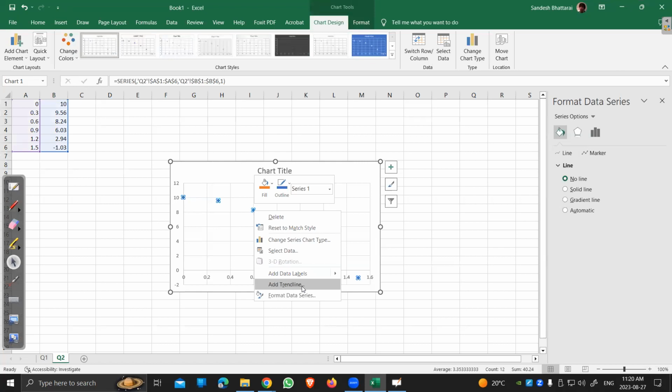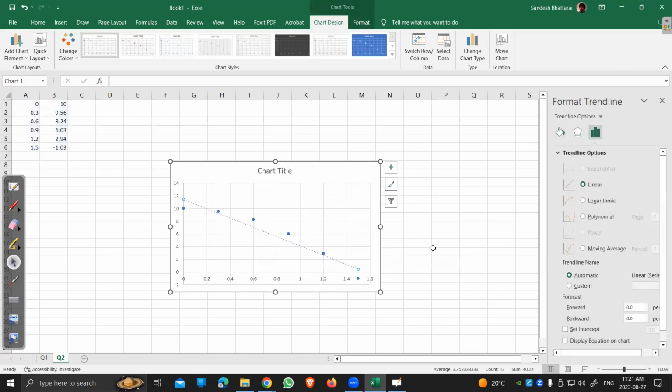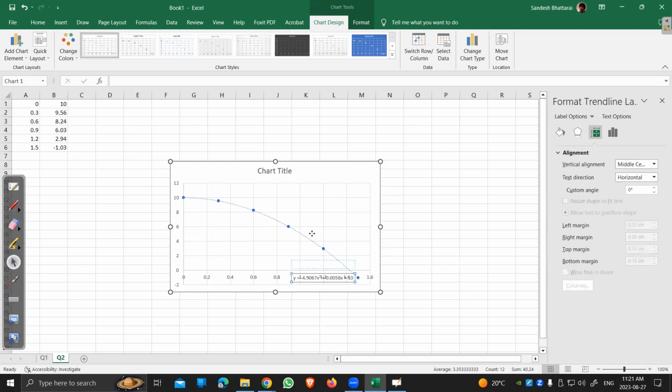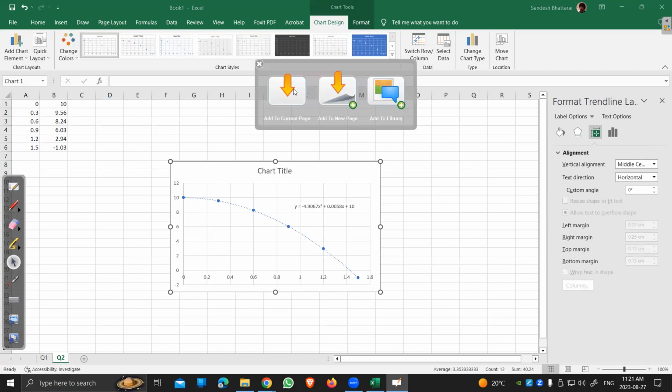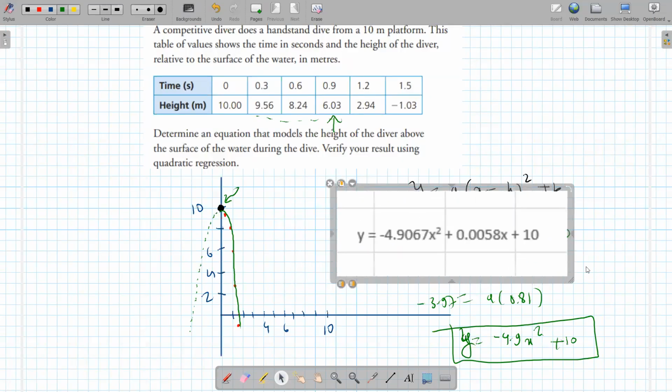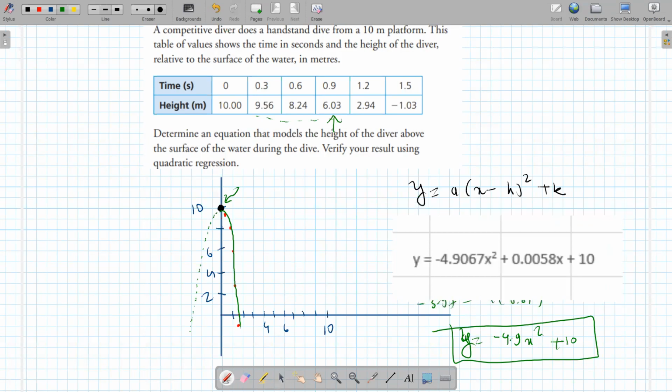Again, we're sticking with polynomial degree 2 because it's a quadratic, not a linear. Linear would work here actually, but we know quadratic fits better. So let's go to polynomial, and then you just want to show your equation. We're going to compare this with what we have. So it's a good estimate. You see, the a values are almost the same, and the intercept is the same.